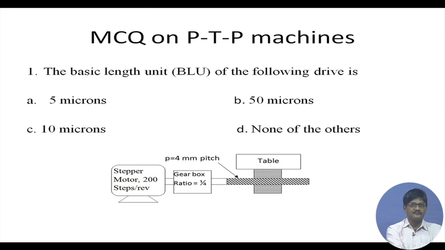Practice problem for our work next. The basic length unit of the following drive is: 5 microns, 50 microns, 10 microns, none of the others. What is basic length unit? Basic length unit is the smallest distance a system can step through accurately, or it can read accurately.